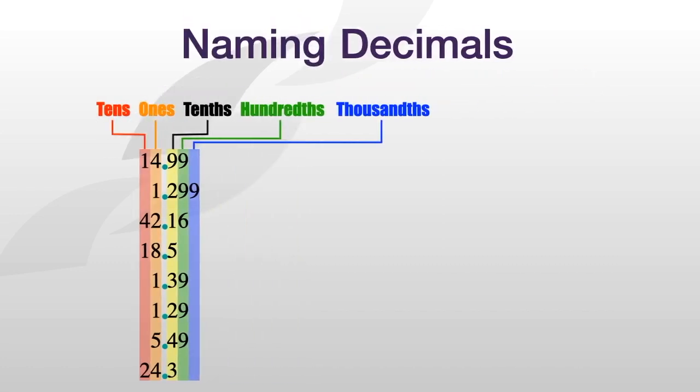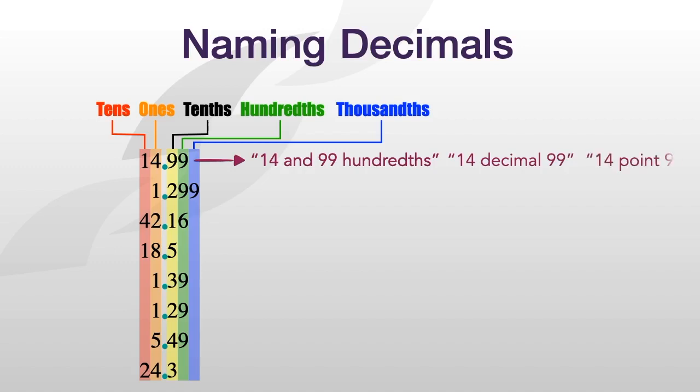We name decimal numbers by first stating the whole number. We say "and" to refer to the decimal point. Then we name the decimal part by its smallest place value, in this case, hundredths. We may also refer to this number as 14.99, and in common speech, we say 14.99.